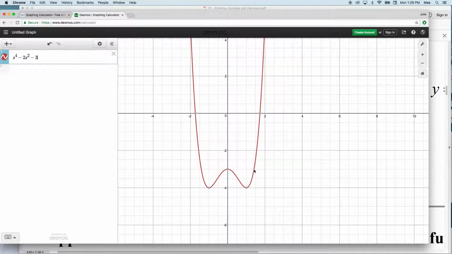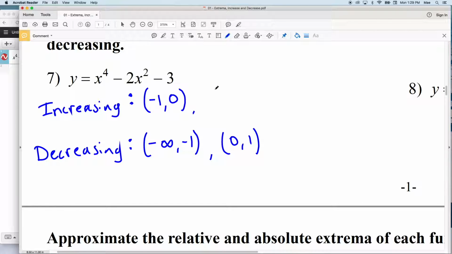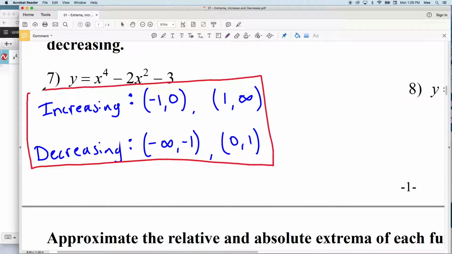And then after that extrema, it increases as x approaches positive infinity. So then another increase from 1 to infinity. And that's our solution in number 7.